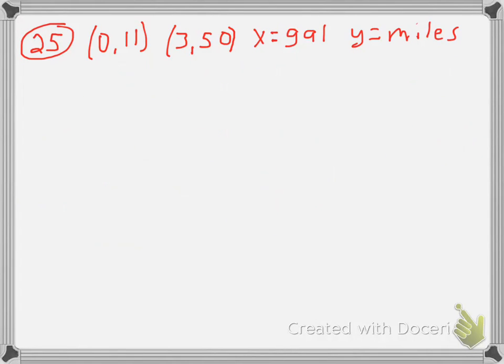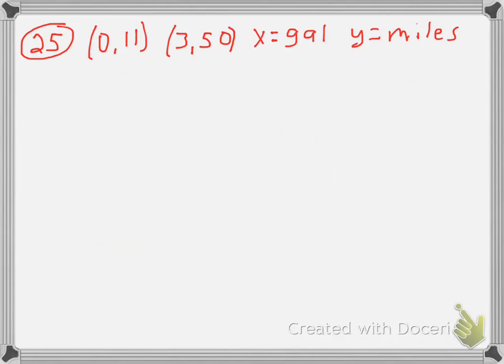We now move on to number 25. And this one we are working with the average rate of change. Rate of change works the same as slope. It is going to be your change in y over your change in x. So your change in your dependent over the change in your independent.